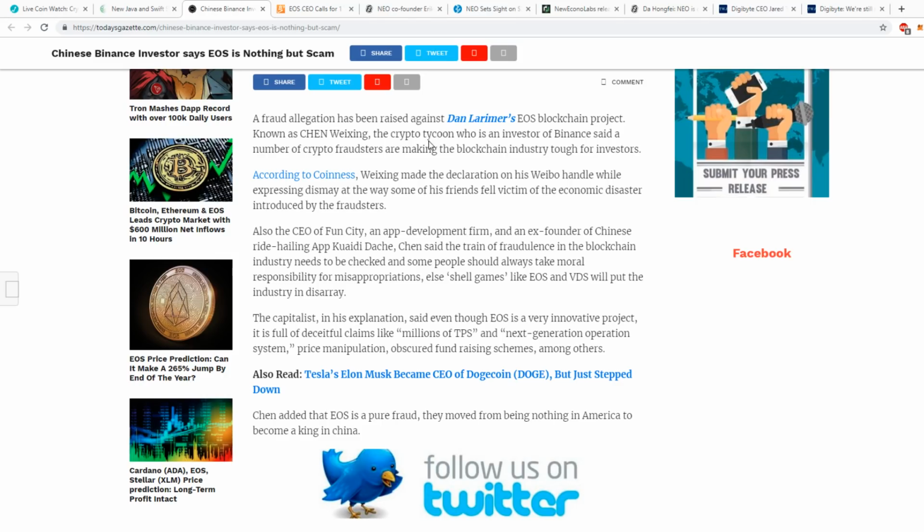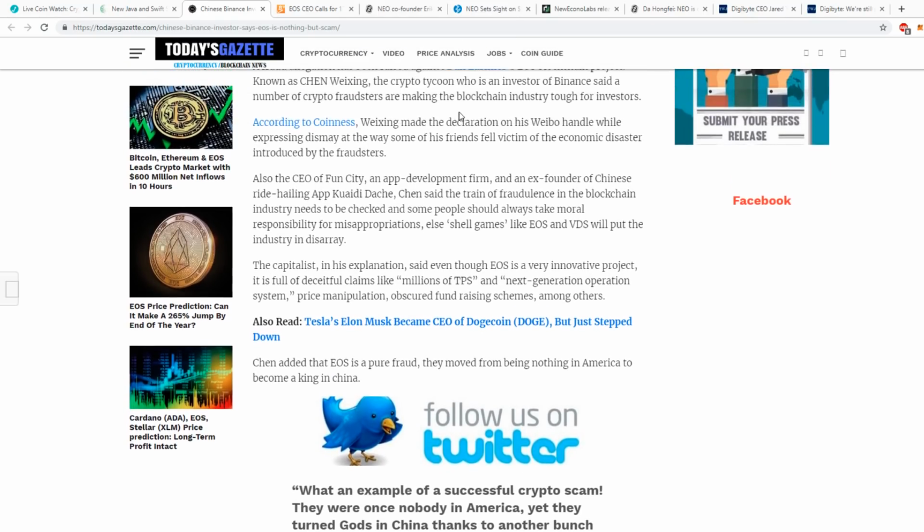According to Coindesk, Weijing made the declaration on his Weibo handle while expressing dismay at the way some of his friends fell victim to the economic disaster introduced by the fraudsters. Also, the CEO of Fun City, an app development firm, and an ex-founder of Chinese ride-hailing app Kuaidi Dache, Chen said the train of fraudulence in the blockchain industry needs to be checked, and some people should always take moral responsibility for misappropriations. Else, shell games like EOS and VDS will put the industry in disarray.